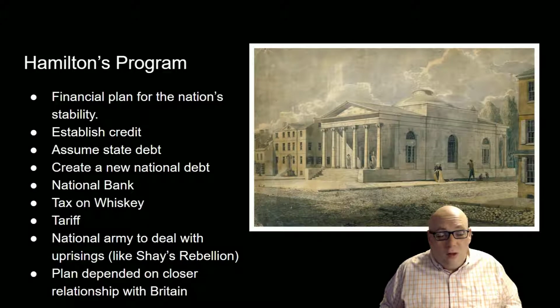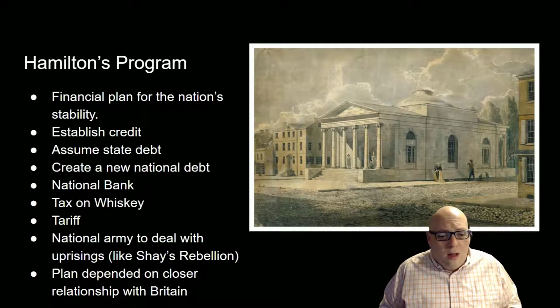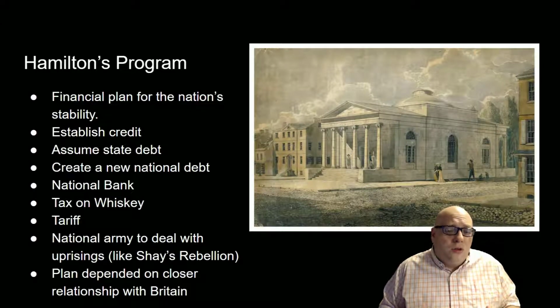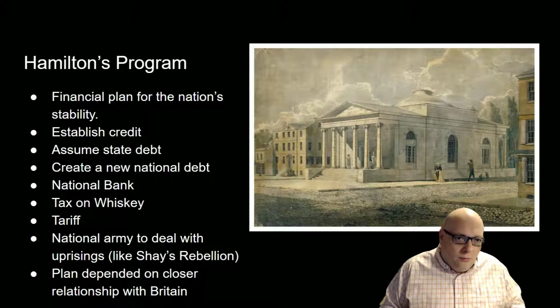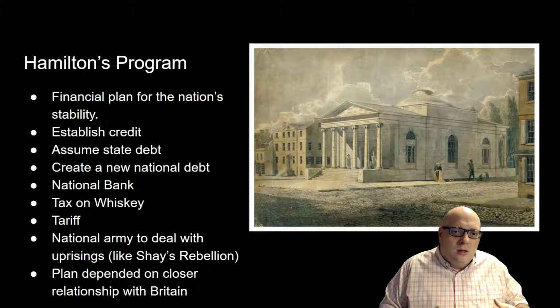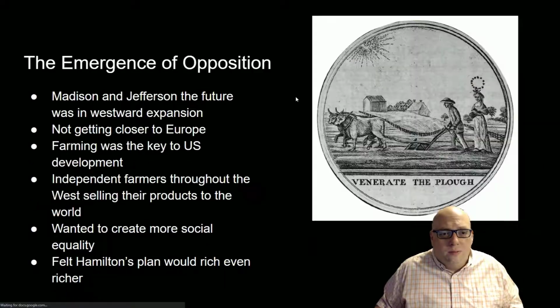The other thing he wants to do is create a national army to defend itself against uprisings like Shays' Rebellion. But as a whole, this plan depended on closer ties with Britain, with Britain's economy, the ability to borrow money from Great Britain. So part of this plan is to help the economy, to build up the industry, and there are going to be some critics to this plan.